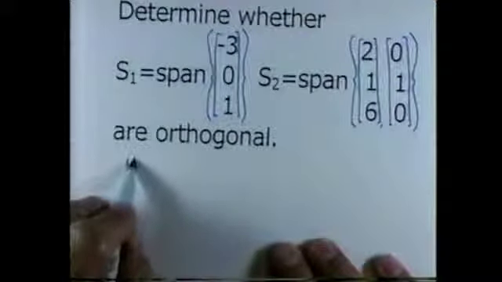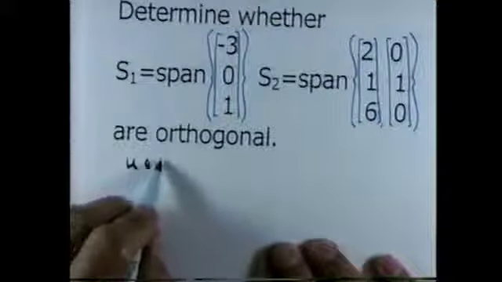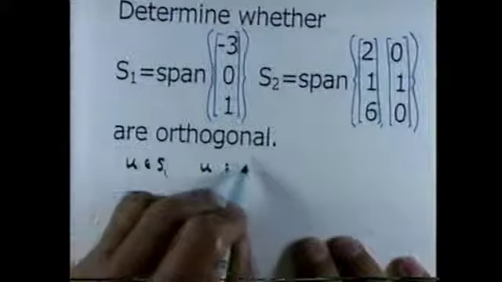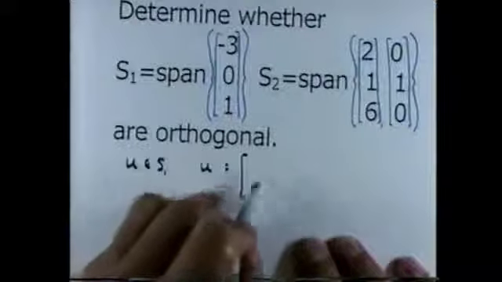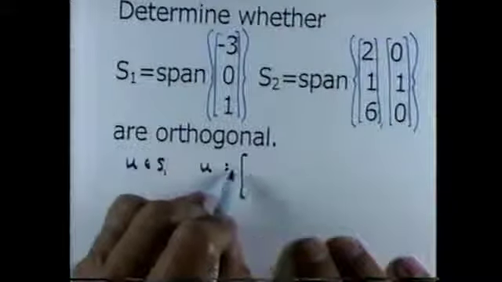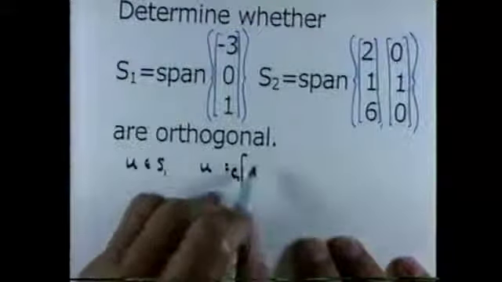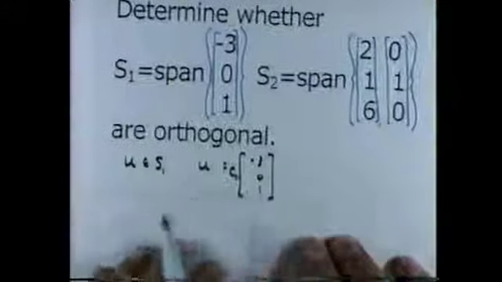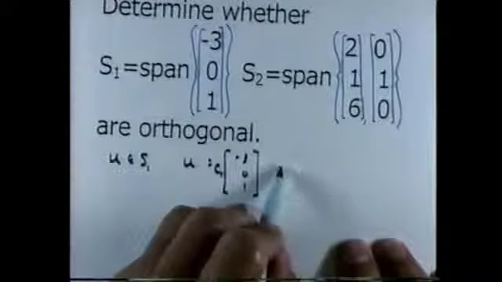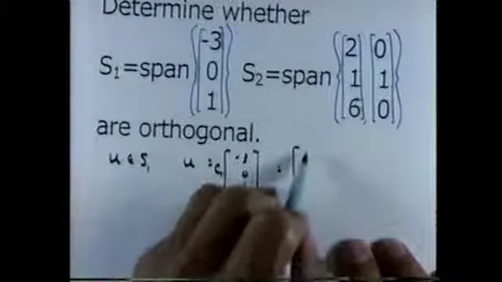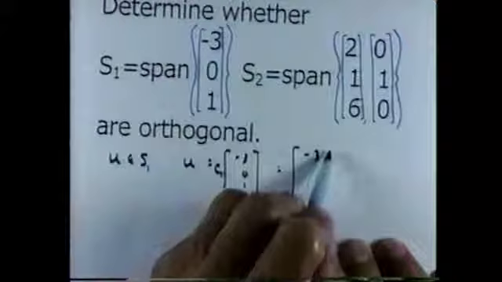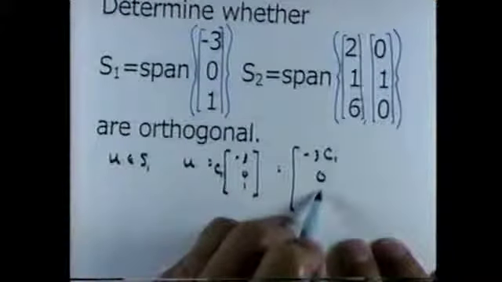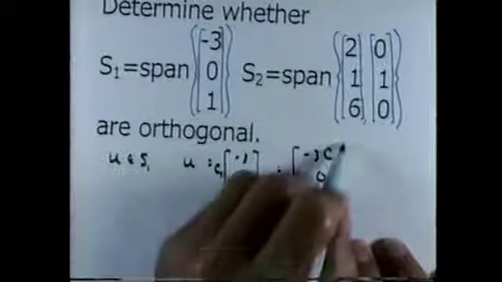Let's let U be an element from S1. Then that means U is going to be C1 times -3, 0, 1, which is going to be -3C1, 0, C1.